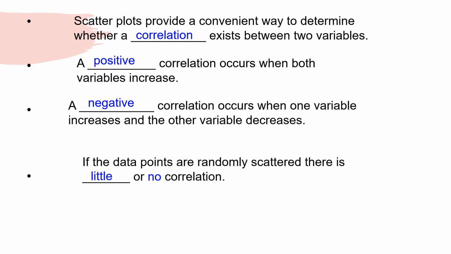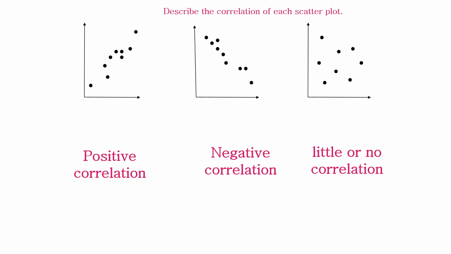Now, the scatter plot provides a convenient way to find the relationship between the two variables, which is measured by the correlation coefficient. The coefficient will be positive if both the variables increase. That is, as x increases, y increases, then the coefficient will be positive. When x increases, y decreases, or when y increases, x decreases, then the coefficient will be negative. If the points are scattered all over, then we know that it has no relationship. So the correlation coefficient will be closer to 0. It will be very little, or there is no correlation.